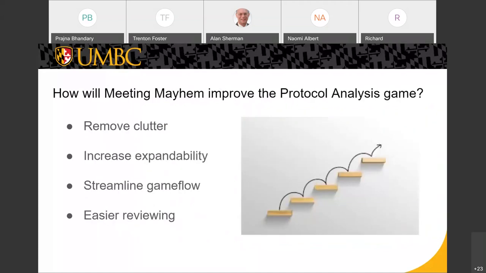So Meeting Mayhem is an adaptation of this protocol analysis game. What we're trying to do is make a version that removes the clutter, getting rid of all those messages and all the paper and all that jazz. It increases expandability. We're using Docker, so this can be easily distributed and spun up on different machines, so it's not limited to just one group at a time. We're also trying to streamline game flow, so instead of manually writing a message and handing it over, you just click a few buttons and you're good, as well as having an easier time reviewing what had actually happened.